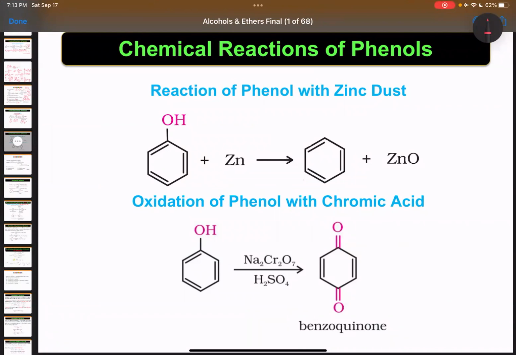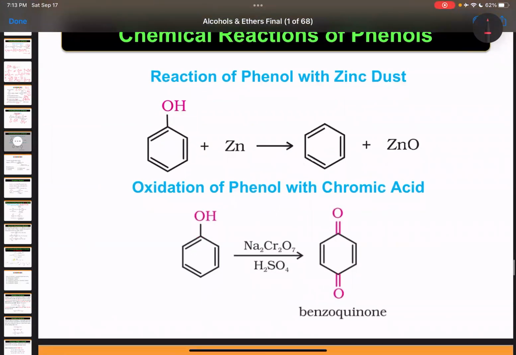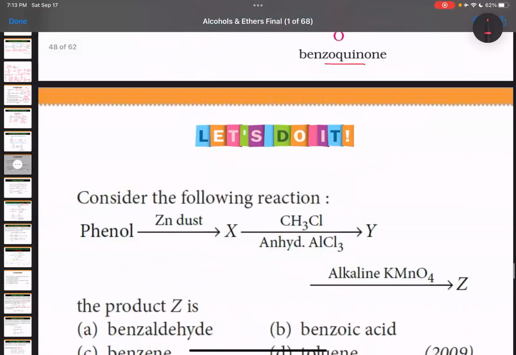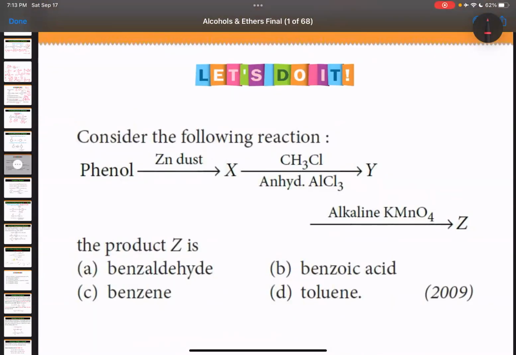This is the reduction, and oxidation is if you use any strong oxidizing agent, sodium dichromate and H2SO4, it will change to quinone. Clear? So this you just need to remember. So let's do this question. And what's going to be the answer to this one?